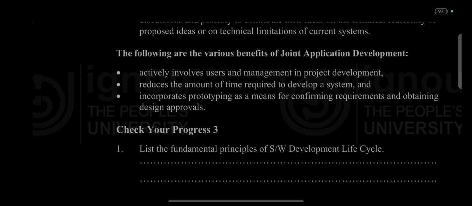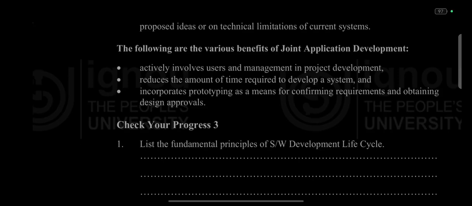The following are the various benefits of joint application development. It actively involves users and management in project development, reduces the amount of time required to develop a system, and incorporates prototyping as a means for confirming requirements and obtaining design approvals.